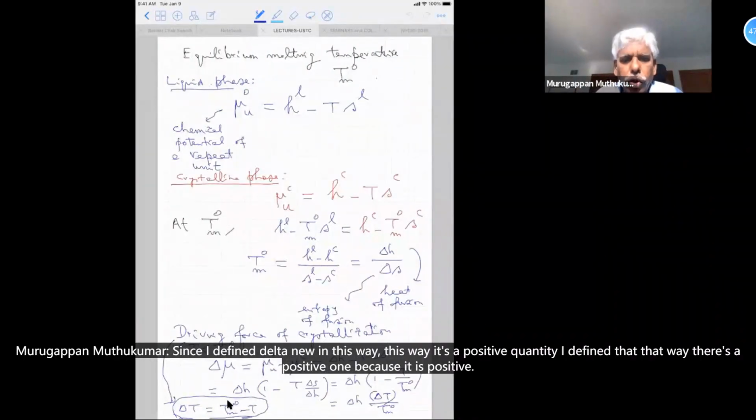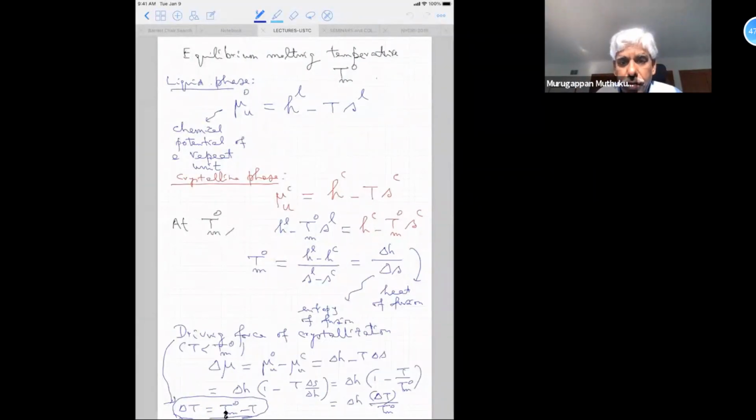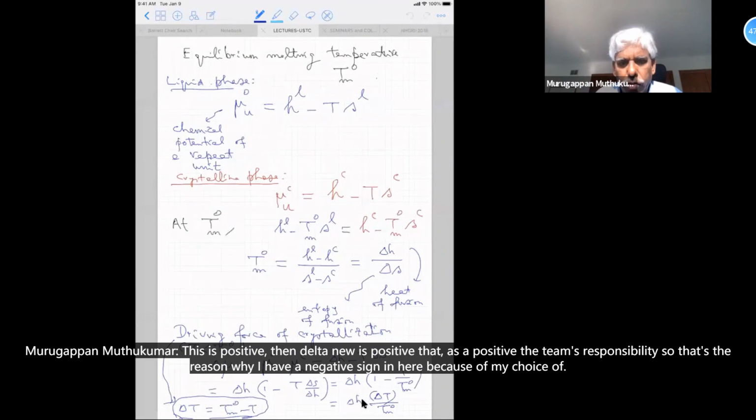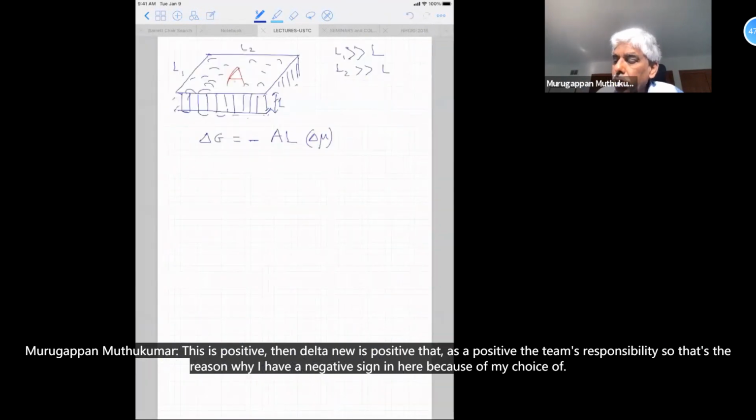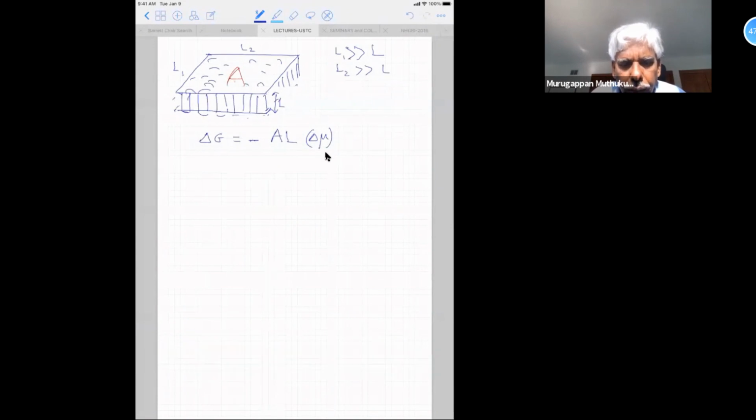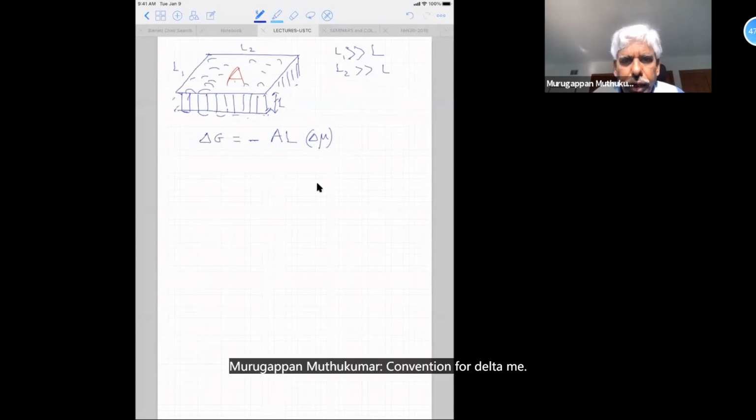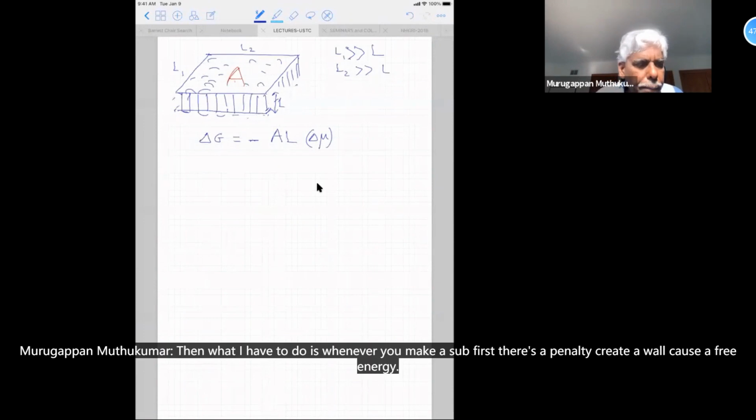There's a positive quantity because this is positive. If this is positive, then delta mu is positive. Delta H is positive, and Tm0 is positive, right? So that's the reason why I have a negative sign in here, because of my choice of convention for delta mu. Then what I have to do is, whenever you make a surface, there's a penalty.